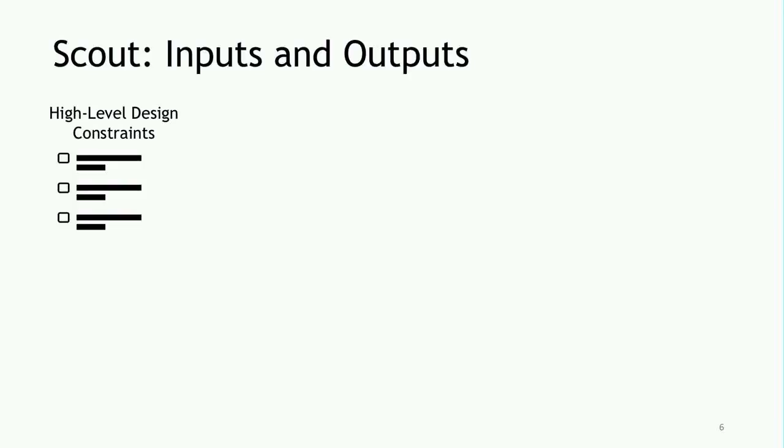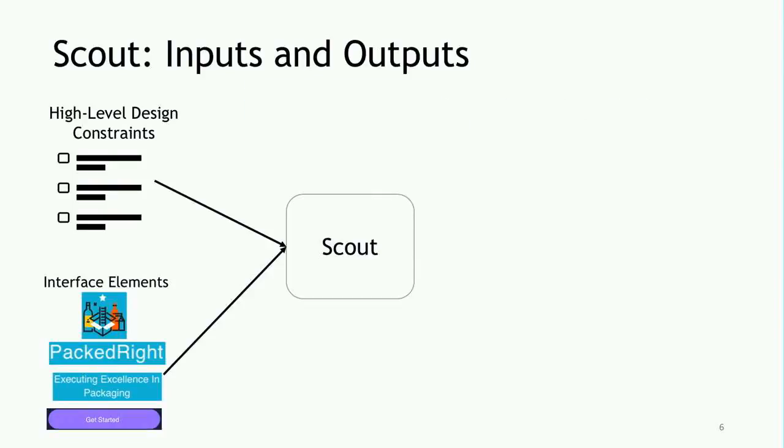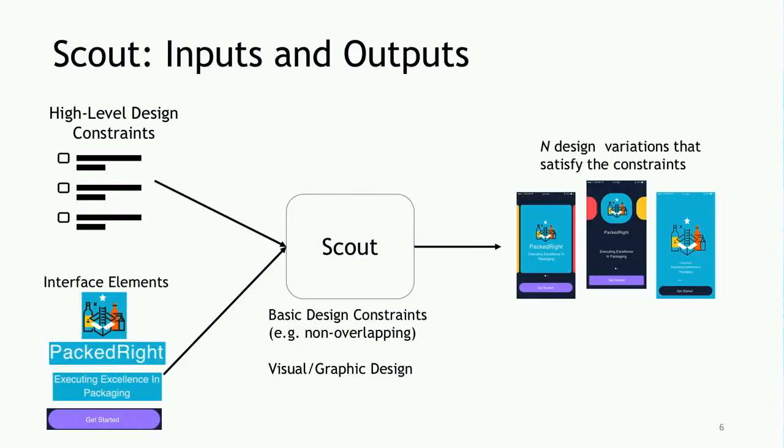One is a set of high-level design constraints. An example of this is something like the title text should be prominent, so that it is the first thing that the user sees when they look at this design. And then Scout takes the set of interface elements the designer wants to put into their UI, and produces a set of design variations that satisfy the constraints. The Scout system will also know about basic design and graphic design principles so that the designs it creates are visually appealing.